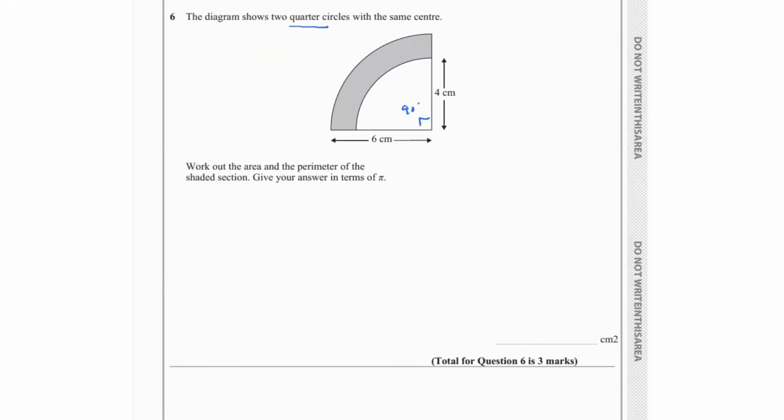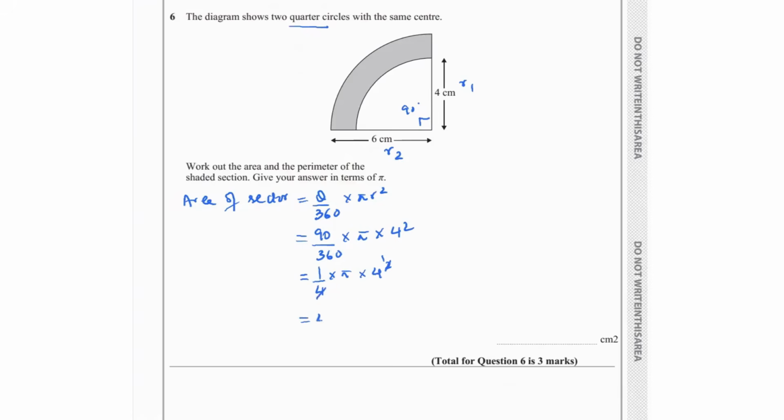So area of a sector has a formula of theta over 360 times pi r square. So 90 over 360 times pi. For the small sector, that's going to be 4 square. This is R1. This is R2. So that's 1/4 times pi times 4 square. This becomes 1. This gets cancelled out, so it's 4 pi.